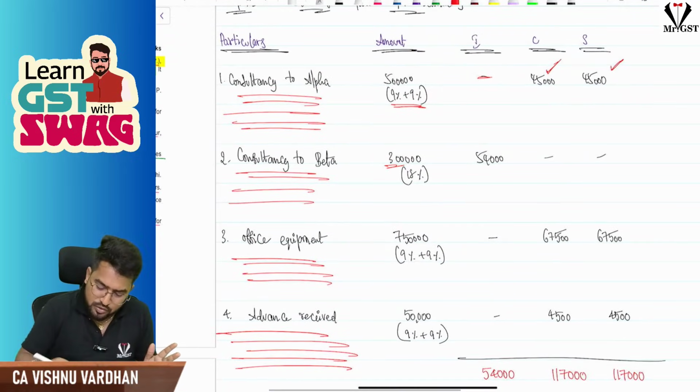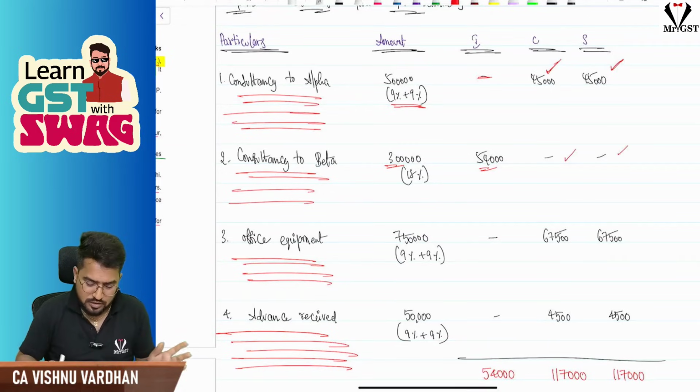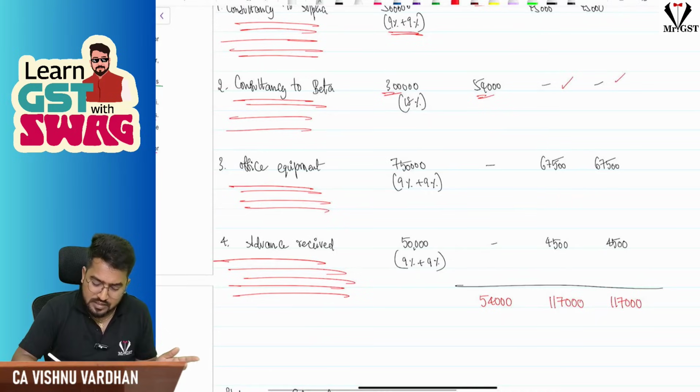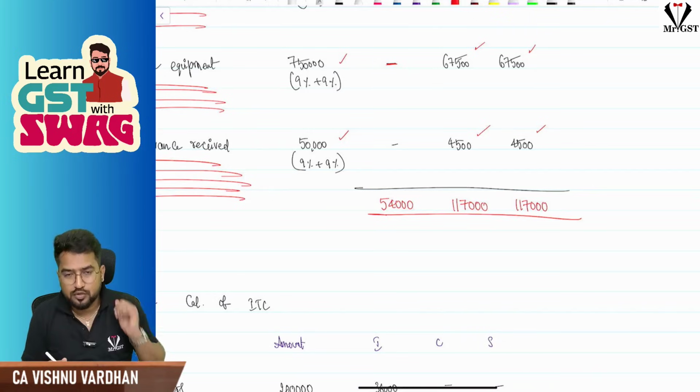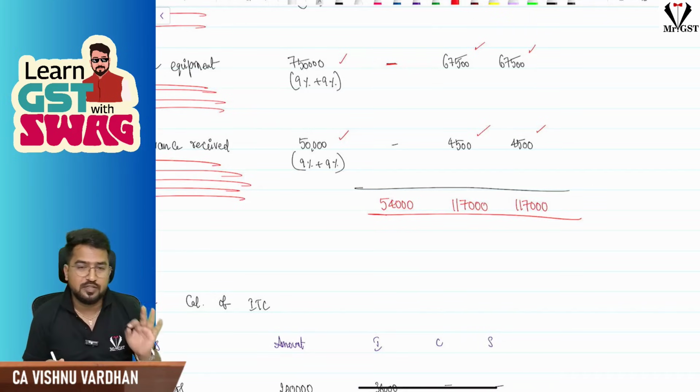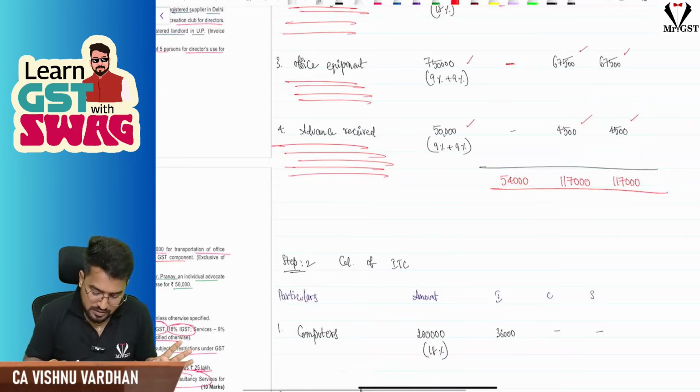So 3 lakhs is also taxable, but it is IGST, so 54,000, CGST and SGST 0. Office equipment, yes, we have sold for 7,50,000, so this is intrastate, so I am entering CGST and SGST. Advance received, yes, CGST and SGST. So total, if you look at the liability, sir, this is 54,000 IGST, and 1,17,000 each for CGST and SGST.